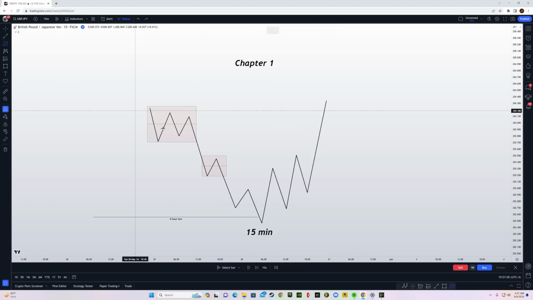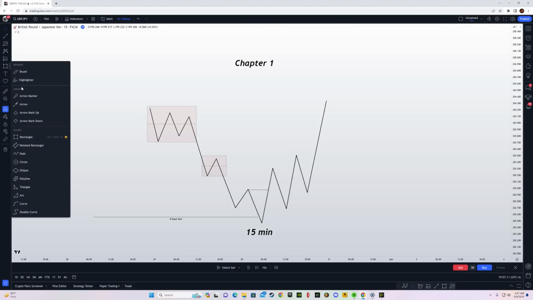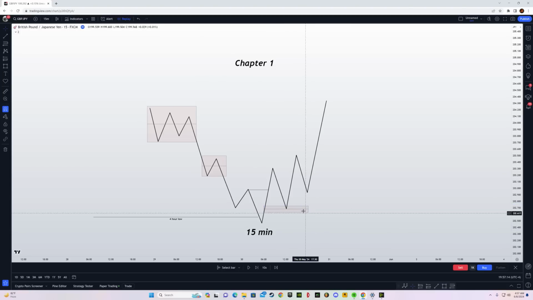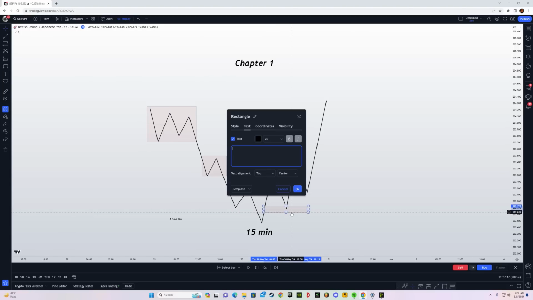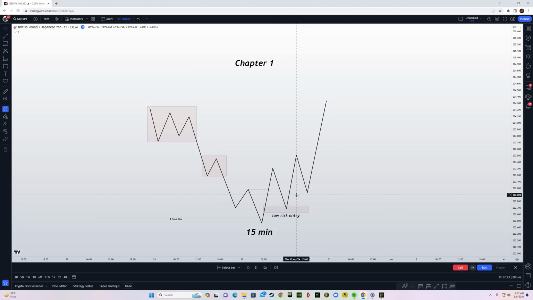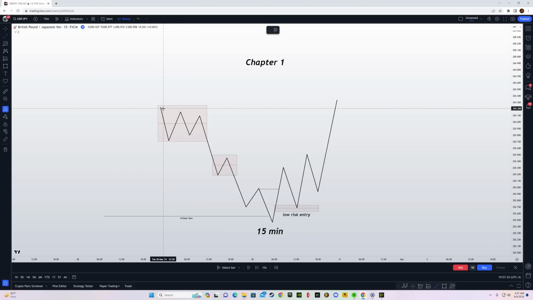So you simply look for a market structure shift, right? And then you mark out your PD array. So your first entry is going to be low risk. Okay, so let me just type this, low risk entry. So the first entry is going to be low risk. So for example, if you usually risk 1% per trade, you will be risking 0.5% here. Okay, and our target is going to be the high of the original consolidation.